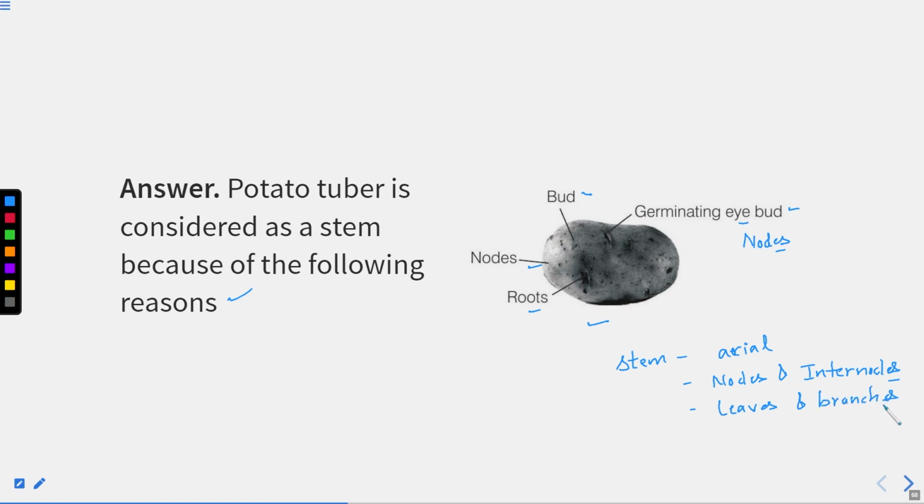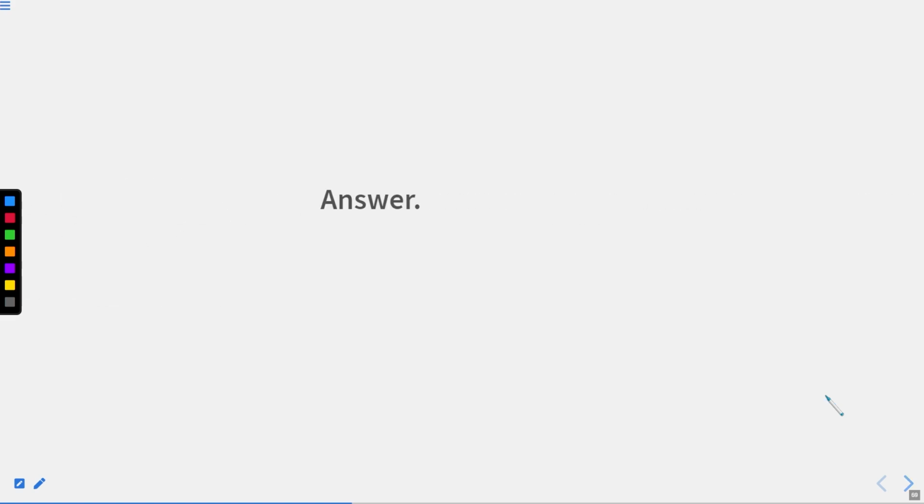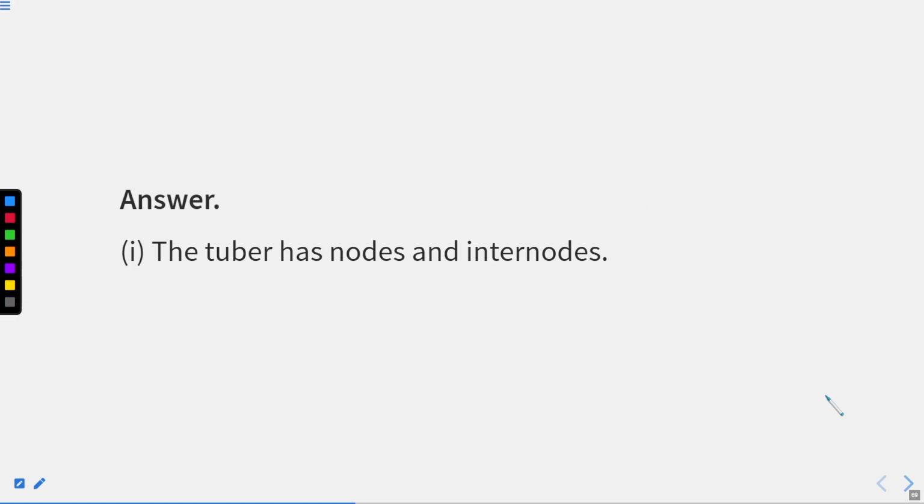Now, let's have a look at the answer. The potato tuber has nodes and internodes, which is a feature of stem. That's why we can call potato tuber a stem. Potato tuber is basically a modified stem.